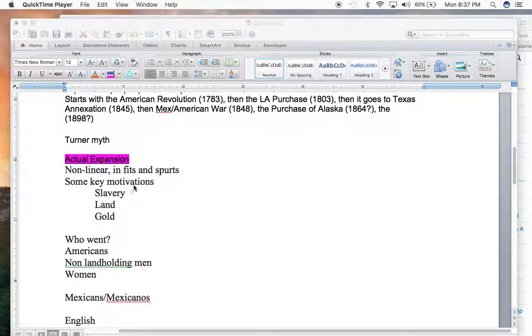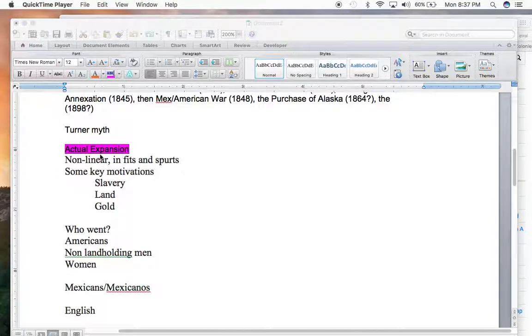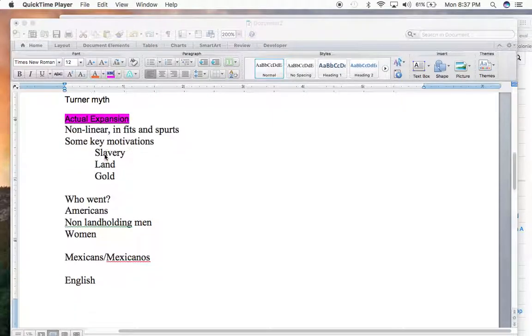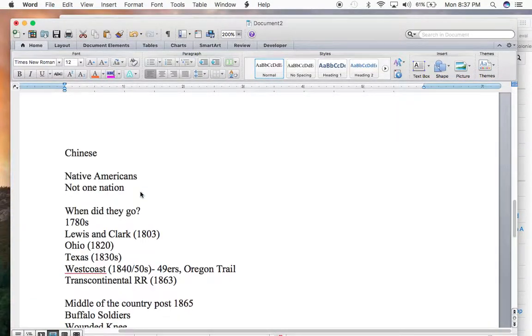All right, this brings us to part 4, I think, which is the actual expansion of the United States. We had just gone over the political expansion. I'll get to the Turner myth perhaps another time. And we go to the actual expansion, which is, as was mentioned earlier, non-linear, and it took place in fits and spurts. So we can get to that in a second.